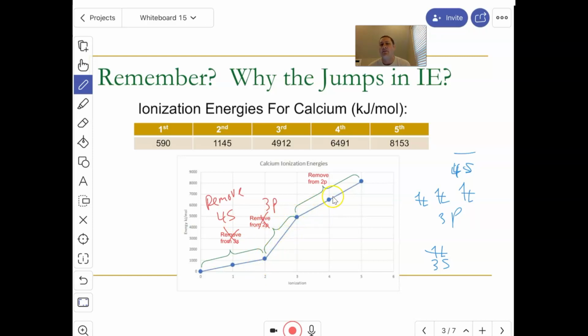And then we're not seeing the huge jumps again, removing from the other 3p orbitals. So this one also should say remove from 3p's here. And I'm not showing on there when we're removing from the other 3s's. All right, so I've got that one now fixed. I'll have to fix those in the slides that you guys have.